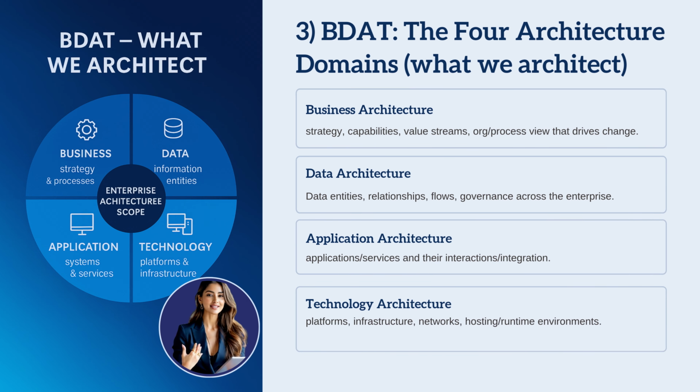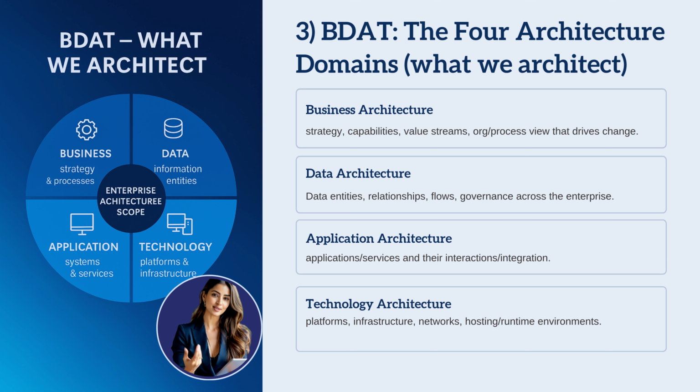BDAT, the 4 architecture domains. TOGAF defines 4 primary architecture domains, together called BDAT. Business architecture captures the organization's strategy, capabilities, value streams, and processes that drive change. Data architecture defines how data entities and relationships are structured and governed across the enterprise. Application architecture describes applications and services and how they interact to support business operations. Technology architecture outlines the platforms, infrastructure, and networks that host and run those applications and data flows.